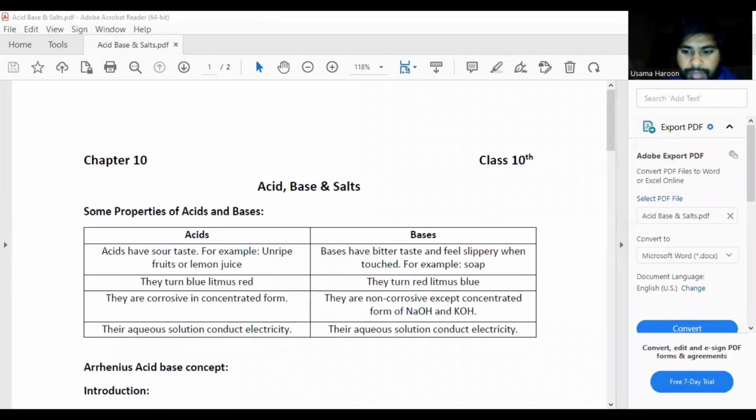We will be discussing chapter 2 of class 10, that is acids, bases, and salts. So without any further delay, I think we should start. So here are some notes before. This is the name of the chapter, that is acids, bases, and salts.